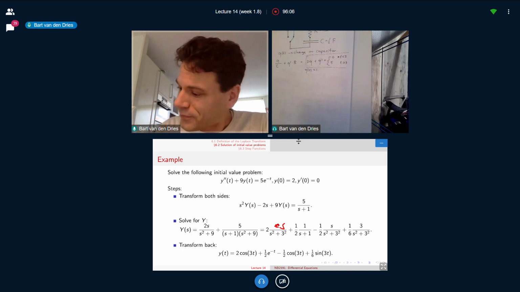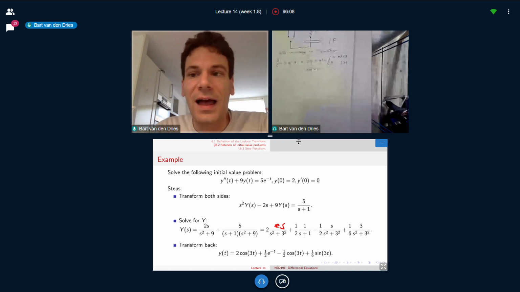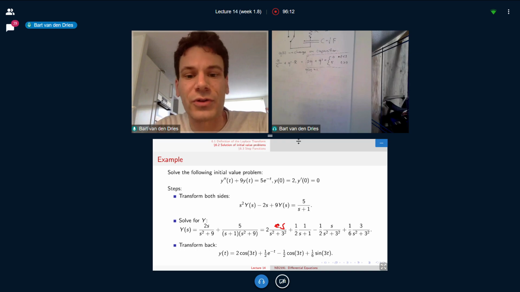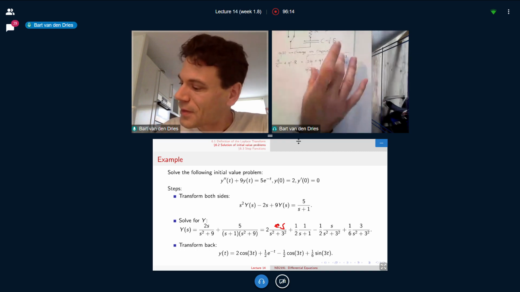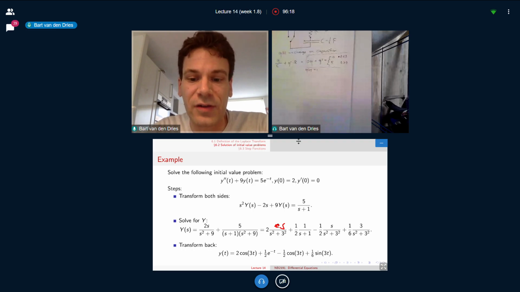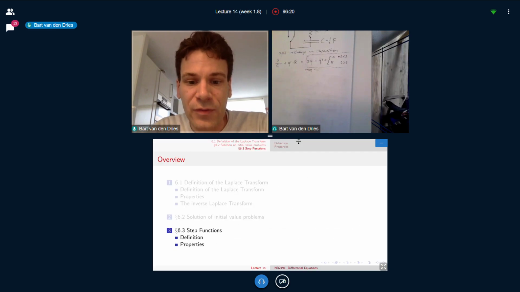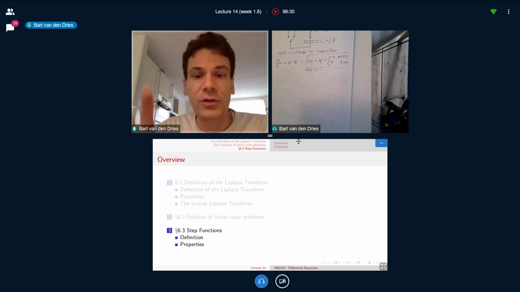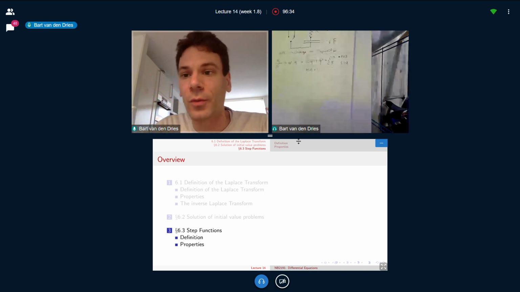So to do this properly, I need some more notation and some more results that are related to these discontinuous functions. So that's what I would like to do. I would like to have a look at step functions. It's section 6.3 in the book. First of all, what's the definition of a step function? So first I will develop some theory and notation, and then we will try to solve this problem if time permits.